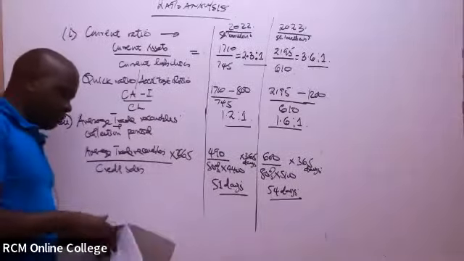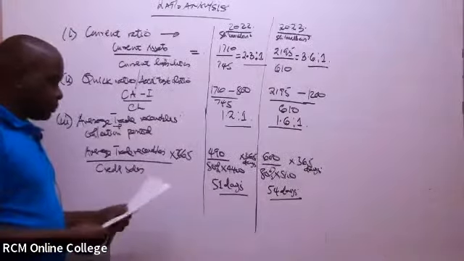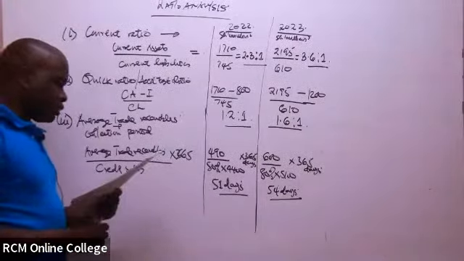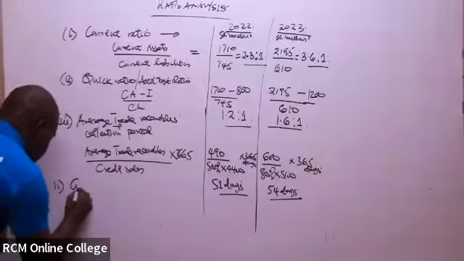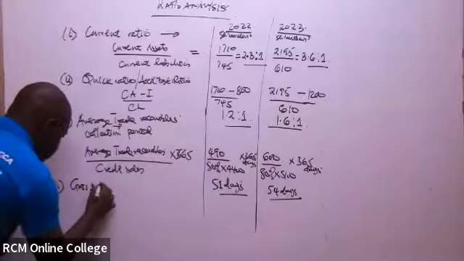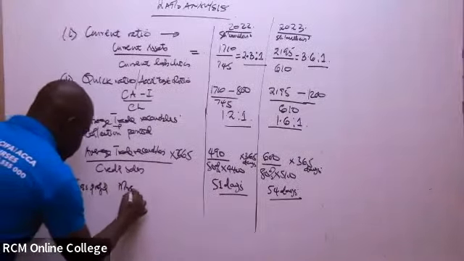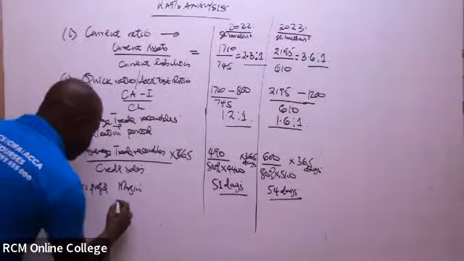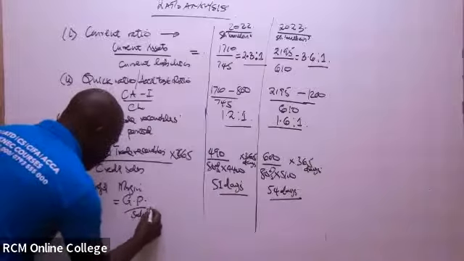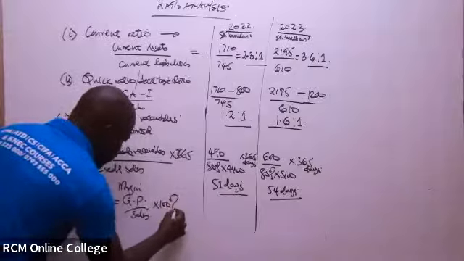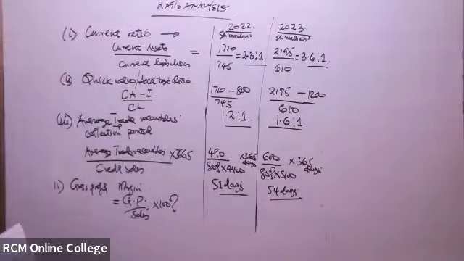Then the next one you've been called upon to compute is the gross profit margin. That one is very simple. For the gross profit margin, you take the gross profit, the GP over sales, and multiply by 100%. Let's assume you are told net profit margin, you'll take net profit over the sales, multiplied by 100%.